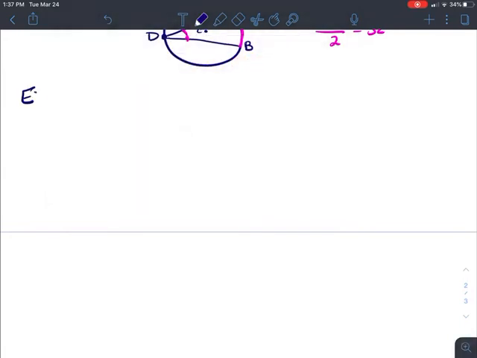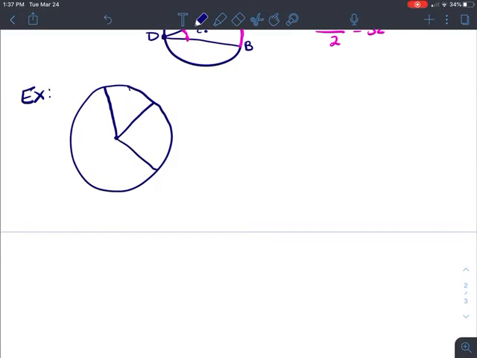So I'm going to say example. Now, I'm not very good at drawing circles, so I hope you'll forgive me. Most of these will not be drawn to scale because I am not an artist. I'm doing my best while holding my iPad and hoping it doesn't slip.